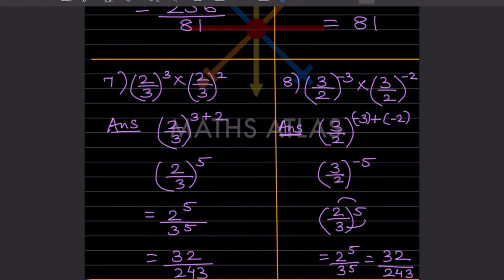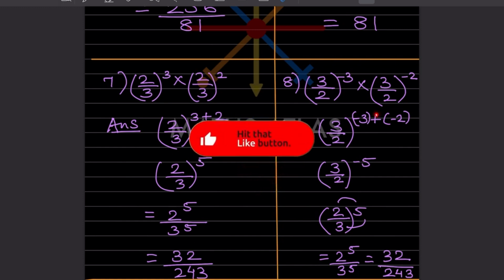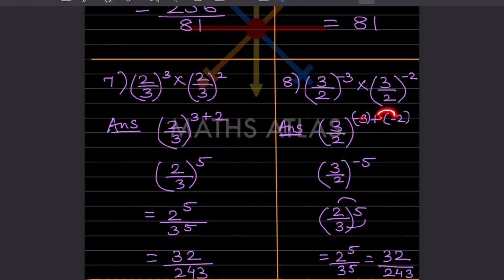Now again look at here. You don't have to worry, the base is the same, only the exponents are changing. So you are going to use the same formula: a raised to m into a raised to n will be a raised to m plus n. So here I wrote plus because that is in the formula, but that is not going to change anything over here, because minus 3 plus minus 2 is going to be minus 5. The base remains the same. Now, because this exponent is negative, first thing you are going to make it positive by flipping over. So 2 goes up and 3 goes in the denominator, and the exponent becomes positive.